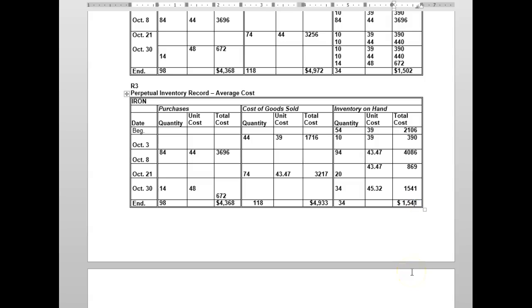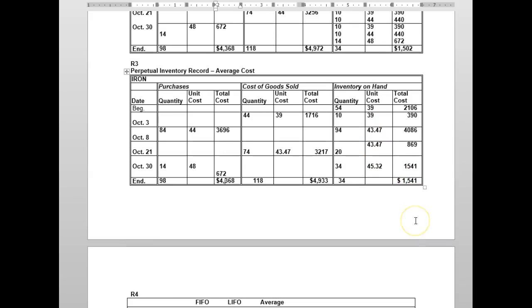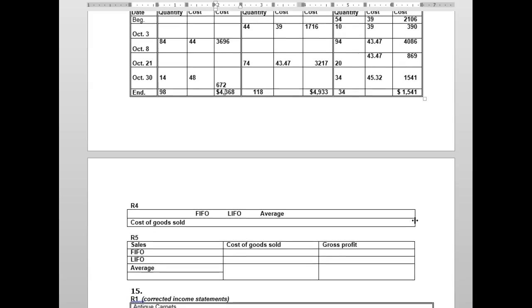You've got 1541 for your inventory. You have $49.33 for the cost of what you sold. And this is the cost of what you've bought. And that kind of wraps up the perpetual. Now, I think this, even though you have to keep on top of it, is more accurate. So now let's go down and do a comparison here.